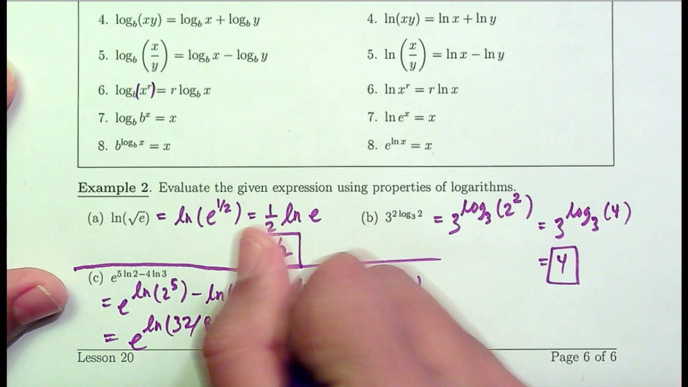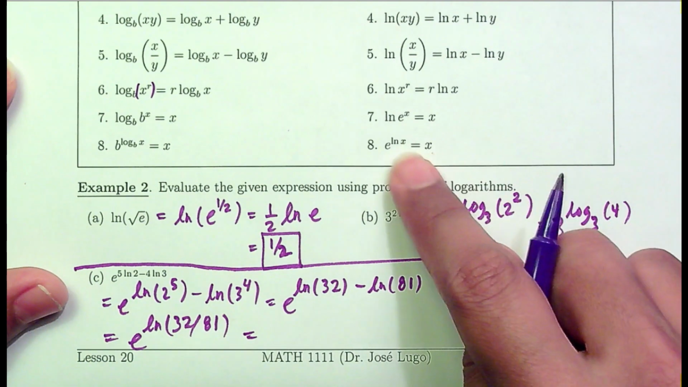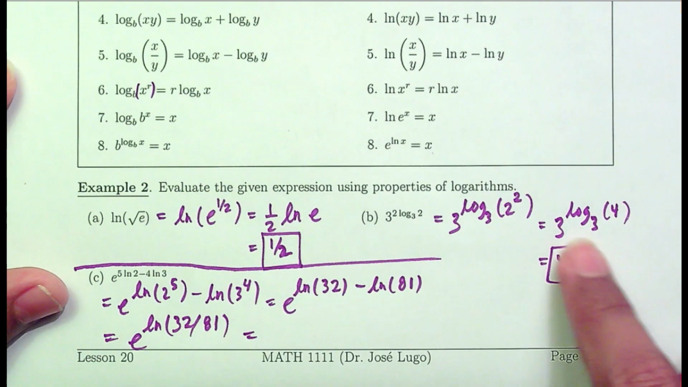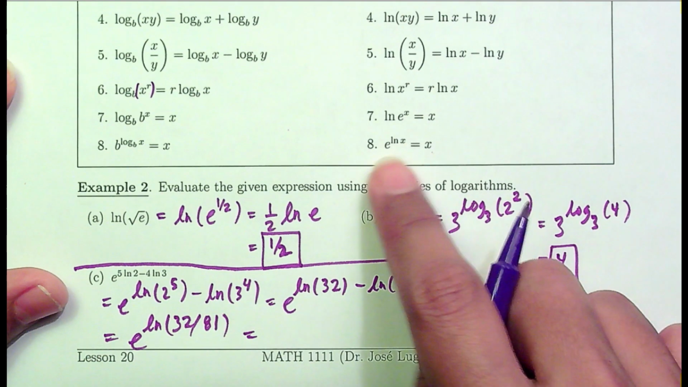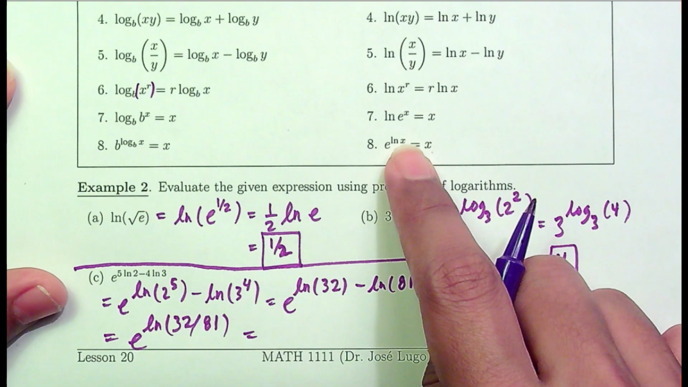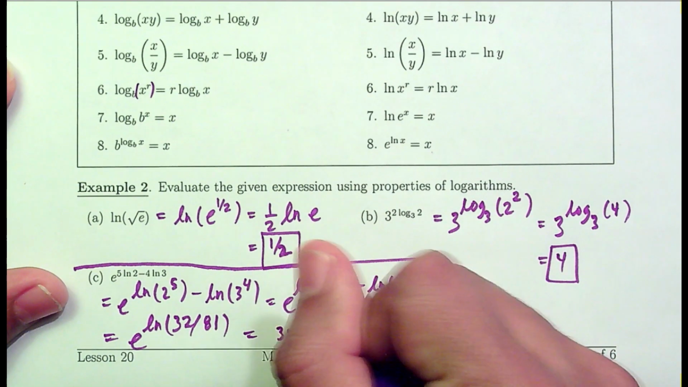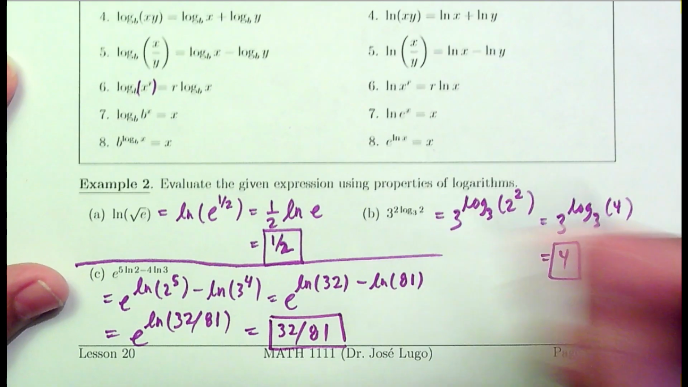And finally, e and ln always cancel each other off, and that is property 8, this one, that we used actually here with b equals 3, but now we're using it with b equals e. It looks like this when the base is e. So e to the ln, those two cancel each other and give you back x. So this e and this ln cancel each other, and I get back 32 over 81, and that is my final answer.